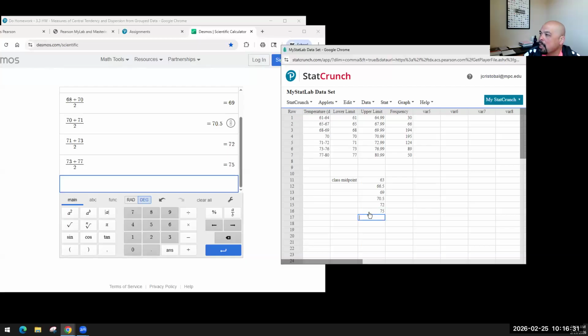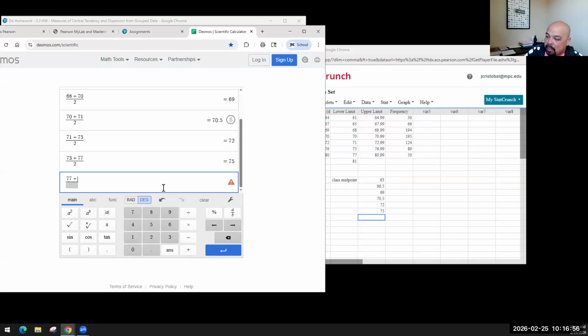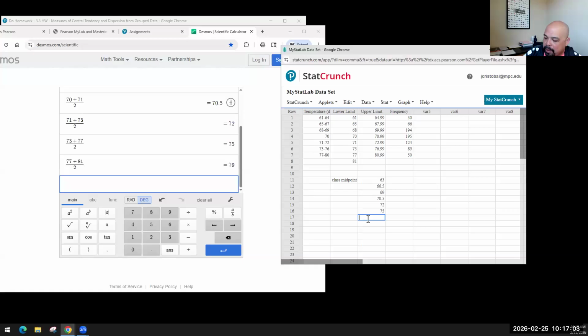Okay. And let's see here, going back to our problem. I know I'm going to need a midpoint in this case. So in this problem, notice our upper limit was 80.99. So in this case, if I had another class, its lower limit would be 81. So if I want to find this next midpoint, I would have to take 77 plus where the next class would begin, 81, and divide that by 2. So then my last midpoint, 79.